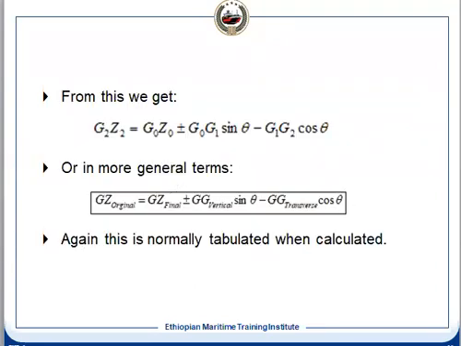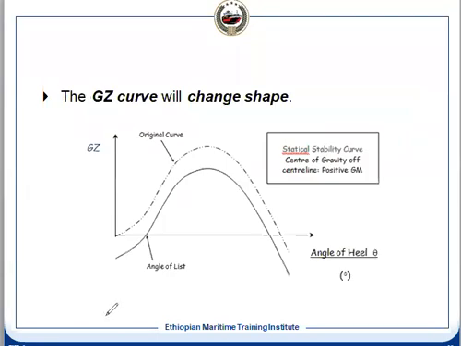So what will happen because of that? The original curve is this one. Now GZ has reduced, so this curve will shift downward. Here it was 0; GZ will become 0 here, and from here to here, GZ will become negative. That is the problem. We'll see this.